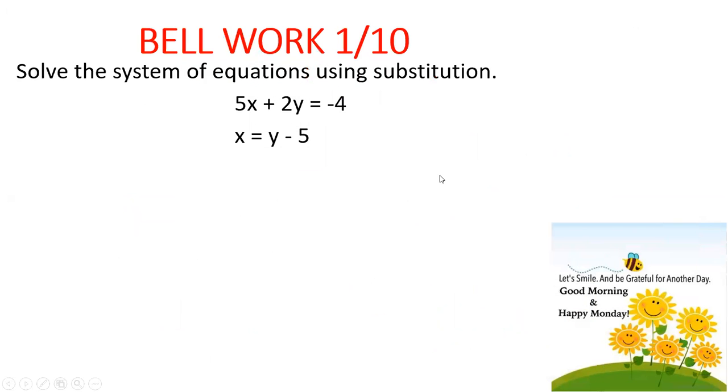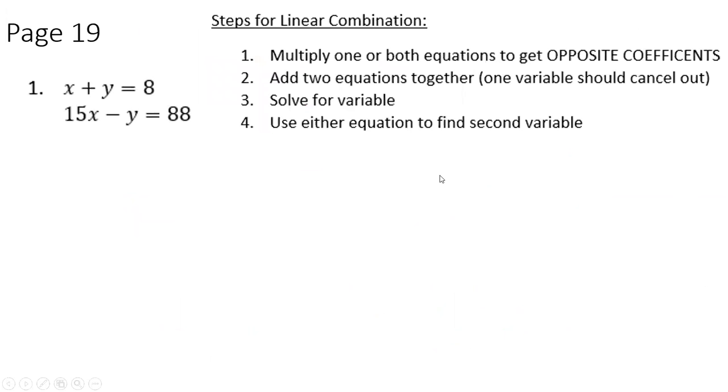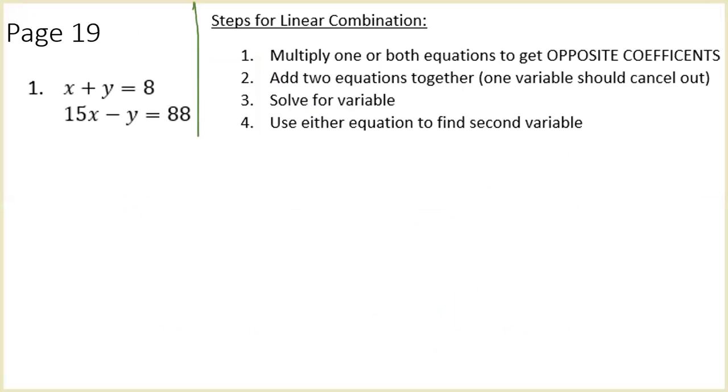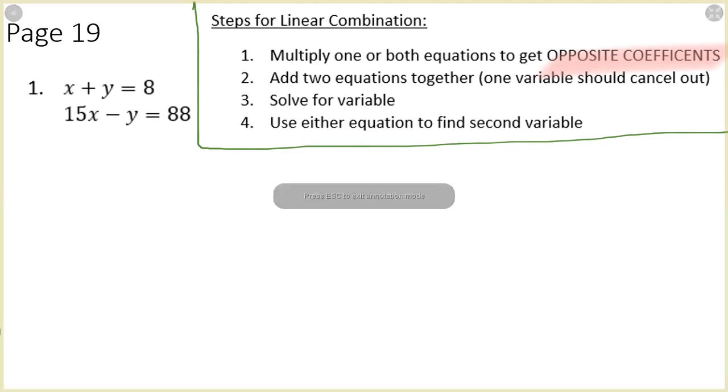So go ahead and take a few moments in your notes. Copy down the 4 steps for linear combination. So these are the steps for this new process that we're going to cover today. And the key for this process is opposite coefficients. I'm going to highlight that. I'm going to give you a few moments to copy this down, and then we will come back together. If you're watching this as a recording, feel free to pause the video at this time.